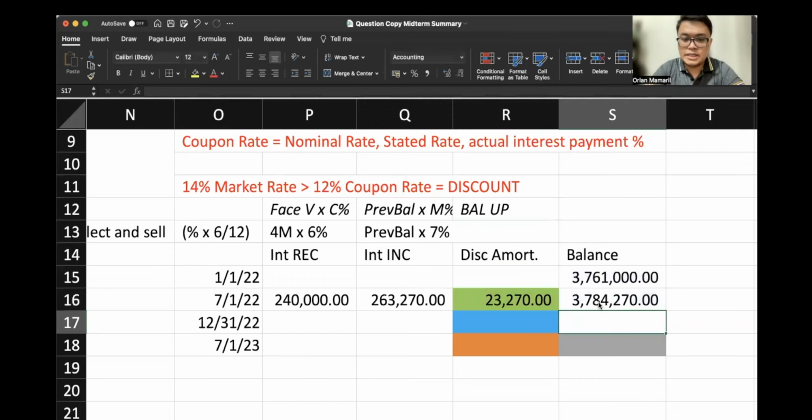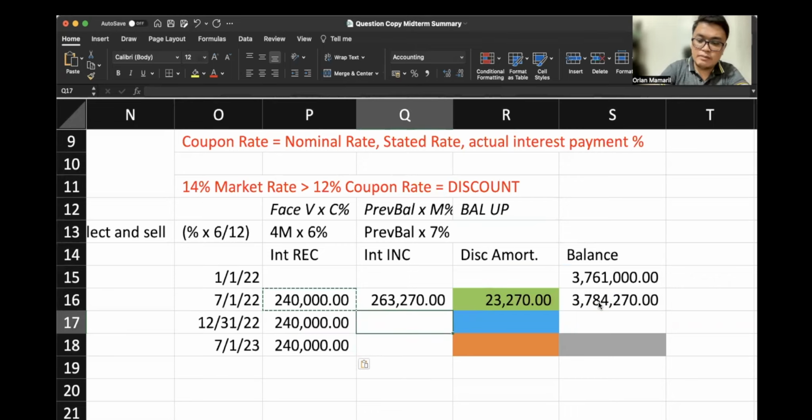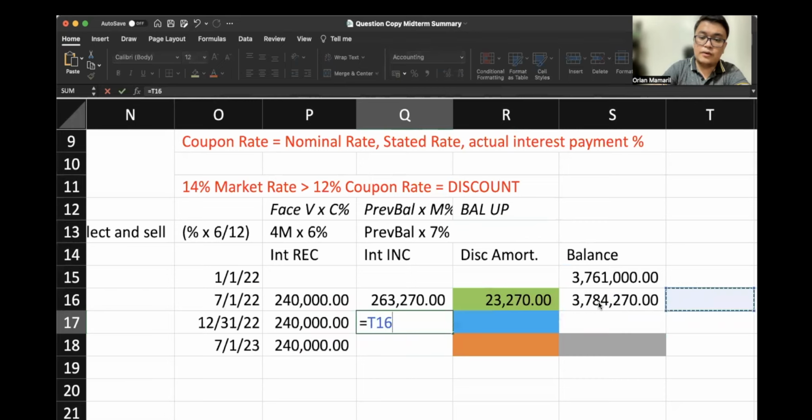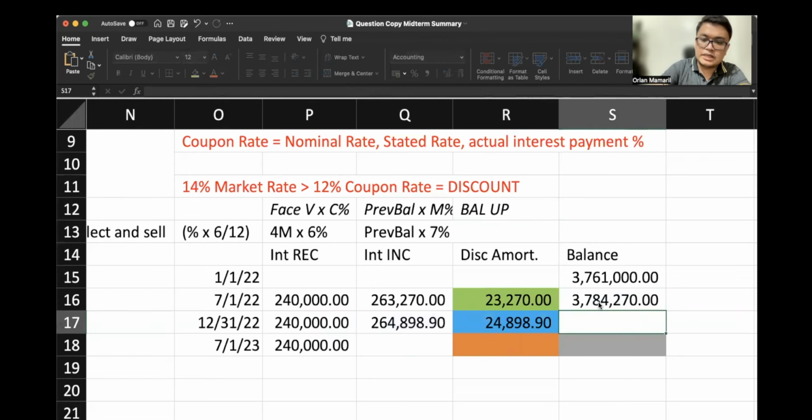So now our balance is 3,784,270. Let us continue. Since this is a term bond, your face value will not change. It will be 4 million until the date of maturity. You will always have the same interest received. For interest income, however, you need to update it because now you have a different balance, right? Previous balance multiplied by 7%. Get the difference. Discount increases our balance.